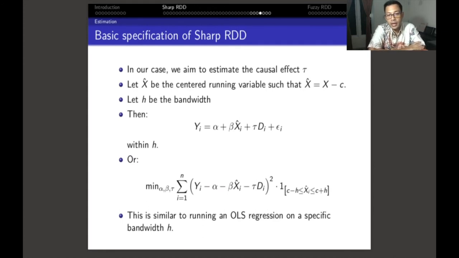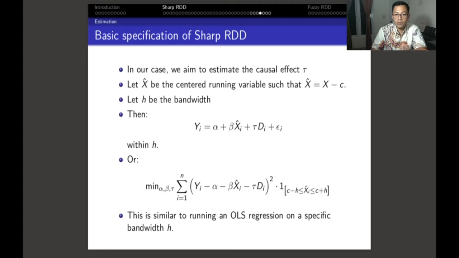Now, in our case, we aim to estimate the causal effect of the treatment status, and the causal effect of the treatment status is going to be denoted with tau. You can use other notation, but in this particular case, it's tau. Now, let x hat be the centered running variable such that x hat is equal to x minus the cutoff point, and let h be the bandwidth. Then y is going to be equal to alpha plus beta x hat. So beta here is going to provide you with the estimate of the slope of the running variable, and then tau d is going to be the estimate of the causal effect of the treatment status d. Now again, what we're interested in is actually to estimate this within a specific bandwidth h.